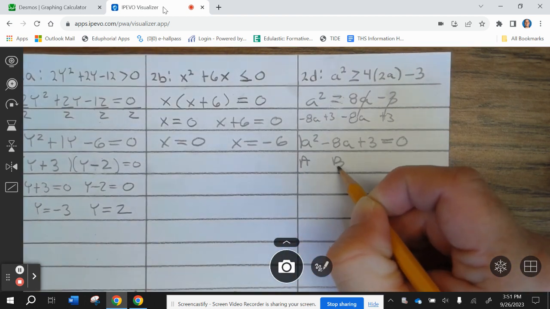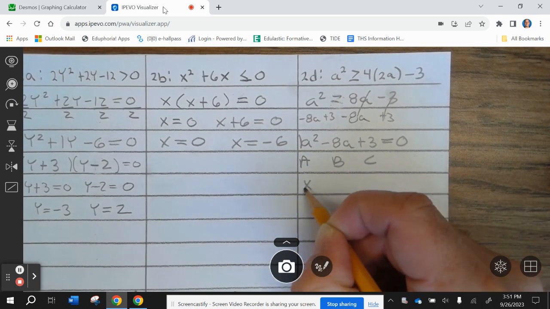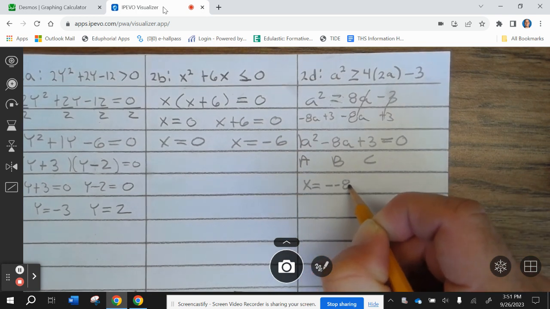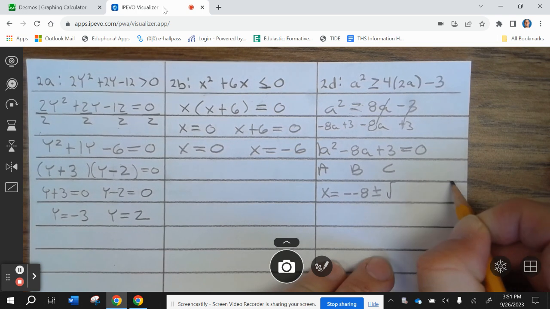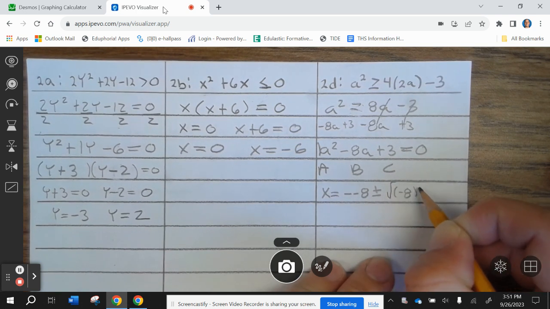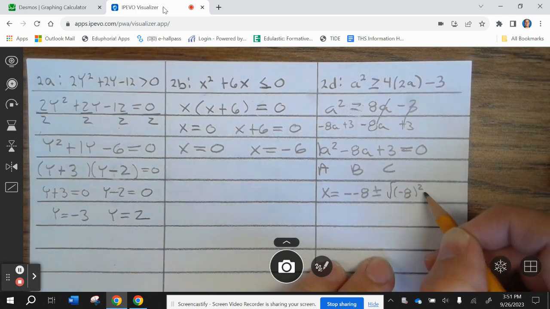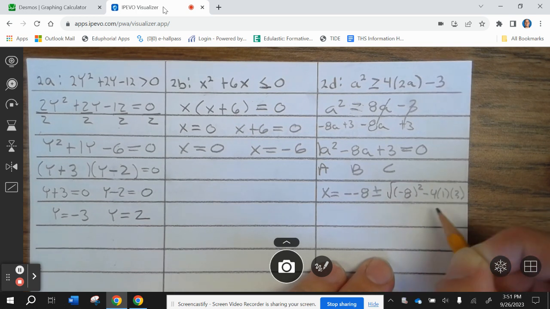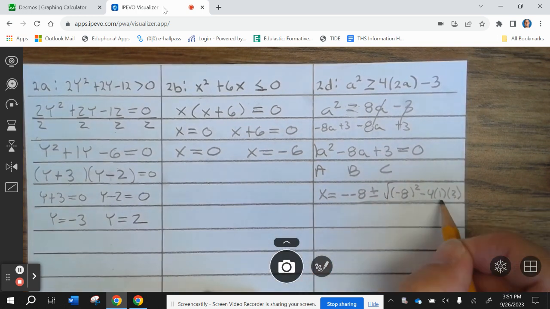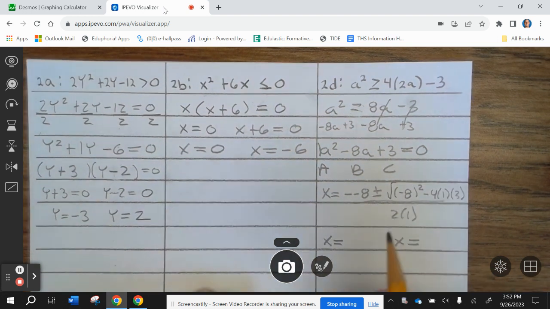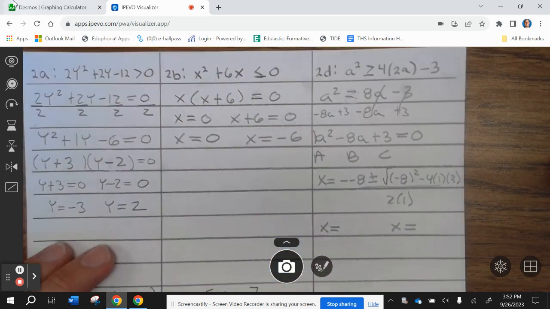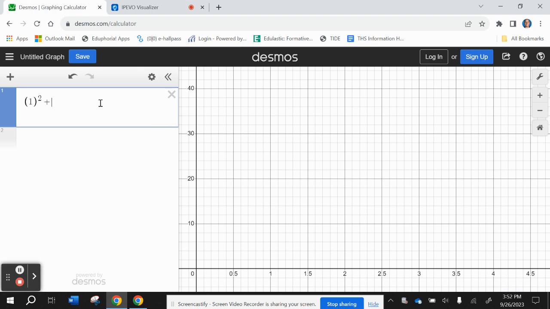So x equals negative negative 8 plus or minus the square root of negative 8 squared minus 4 times 1 times 3 divided by 2 times 1. And since we just want the values, we're just going to jump right into plugging that all in the calculator all at once. So I'm going to press the divide key first.